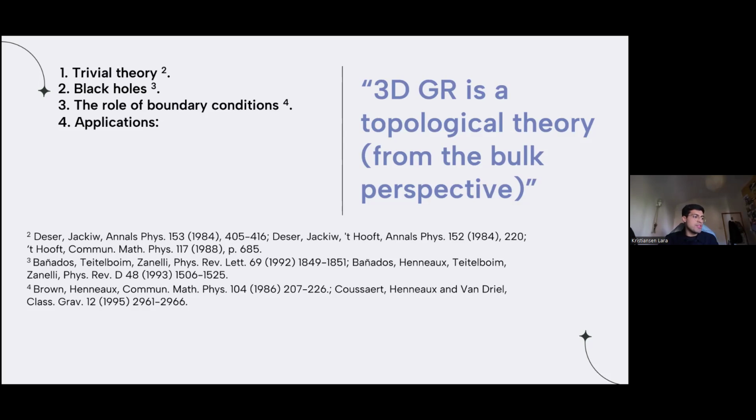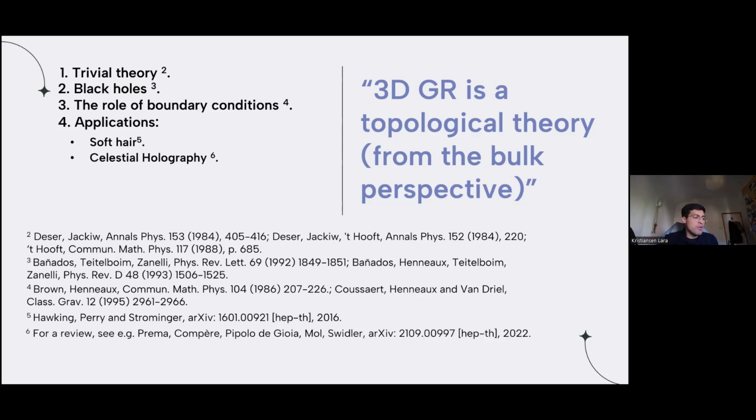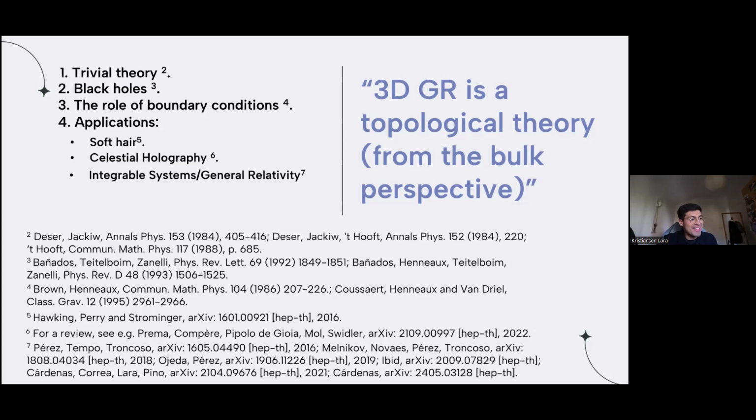These features have found some applications, for example, the soft hair proposal from BMS supertranslation symmetry of Hawking, Perry, and Strominger, also the celestial holography program, and also my business, which is integrable systems and general relativity.